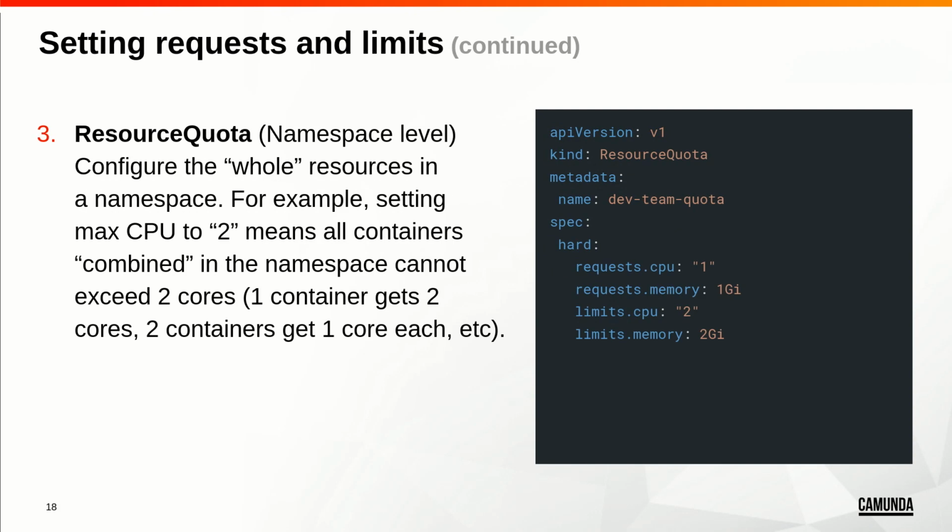Now the third way to set requests and limits in Kubernetes is called ResourceQuota. ResourceQuota is also working on the namespace level, but it sets the resource usage for the whole namespace. For example, if you set the ResourceQuota of the CPU to 10, that means one pod can get the 10 CPU cores, or 5 pods get 2 CPU cores each.